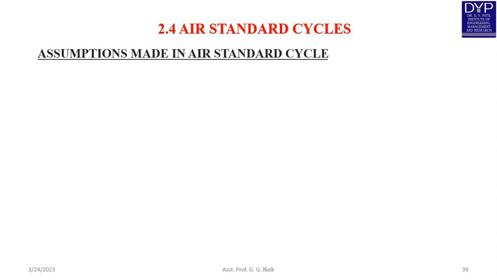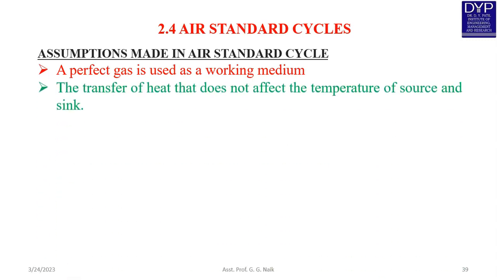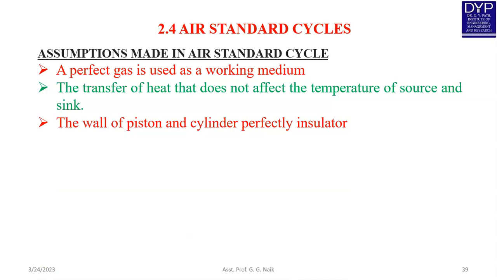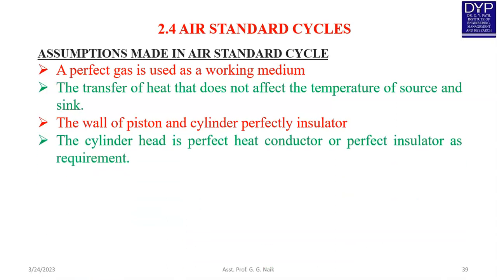So in that, let us see what are the assumptions made in the air standard cycle. The name indicates that in this air standard cycle, the working fluid used is air. Okay, that's why it is called air standard cycle. Now, what are the assumptions that we have made in this cycle? The working medium, that is air, we have to consider as a perfect gas. Next, the transfer of heat does not affect the temperature of source and sink. The third assumption, the walls of piston and cylinder are perfectly insulated. That is, there is no heat rejection to the atmosphere, that we have to assume here.